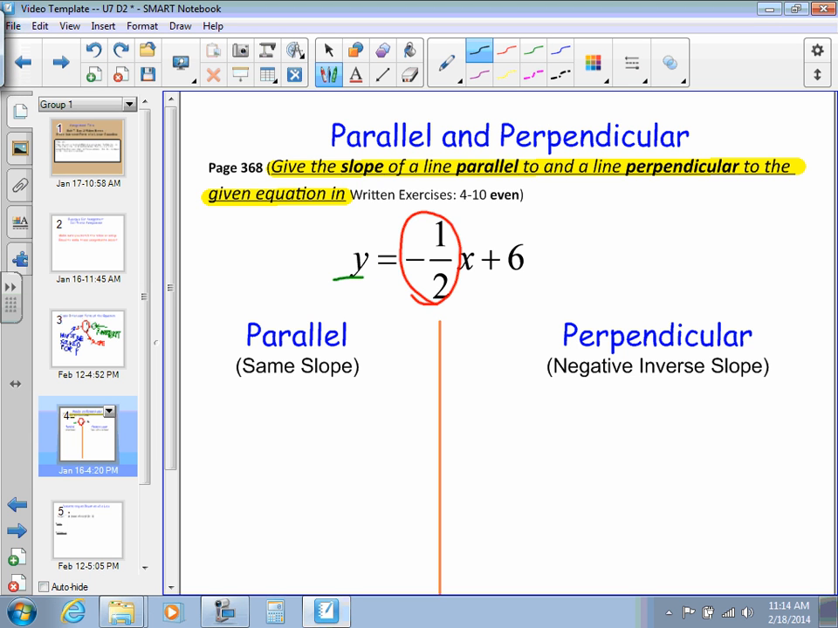So, if it's parallel, it has the same slope, so my slope would be -1/2. Pretty easy. Perpendicular is a little harder, but not too bad. Where parallel is the same slope, perpendicular is the negative inverse slope. What does that mean? Well, negative means we change the sign, and inverse means reciprocal.